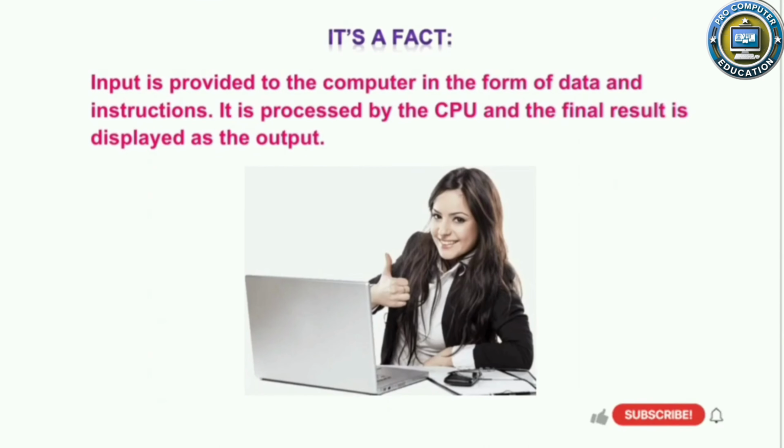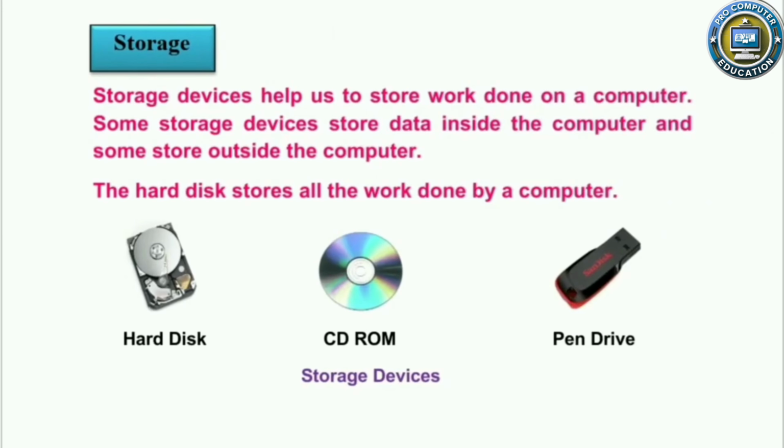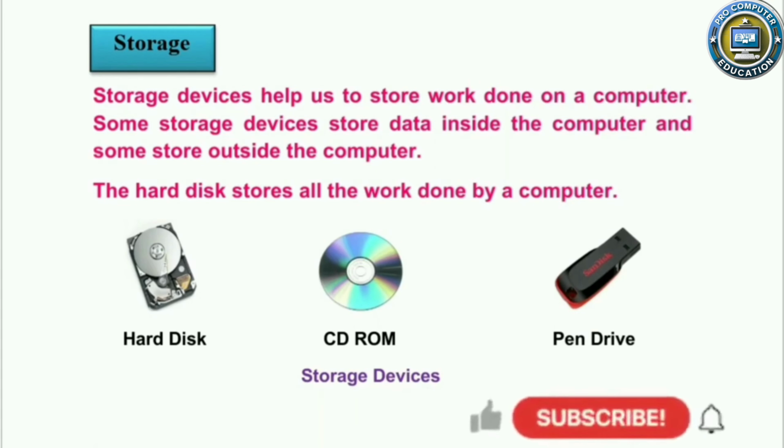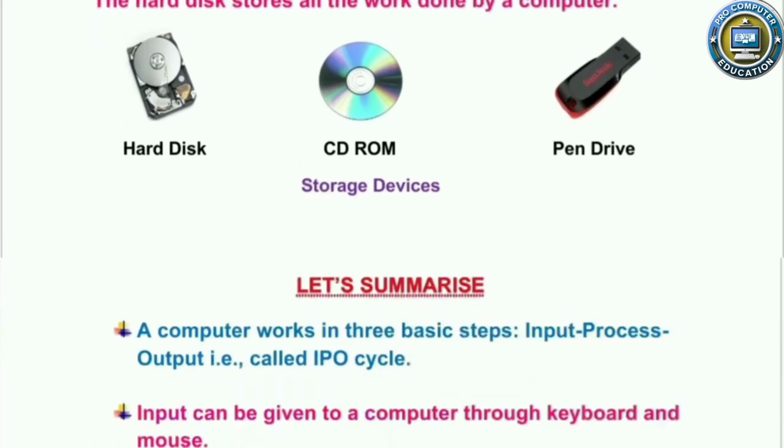Now it's a fact. Input is provided to the computer in the form of data and instructions. It is processed by the CPU and the final result is displayed as the output. And after that, storage. Storage devices help us to store work done on a computer. Some storage devices store data inside the computer and some store outside the computer. The hard disk stores all the work done by a computer.